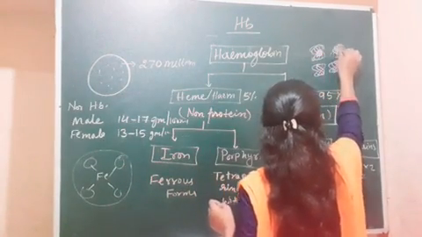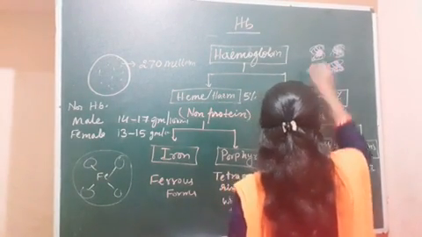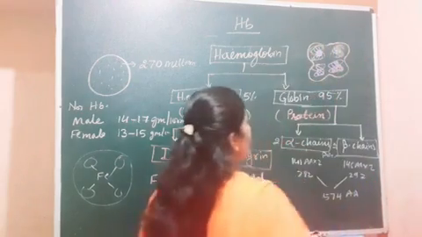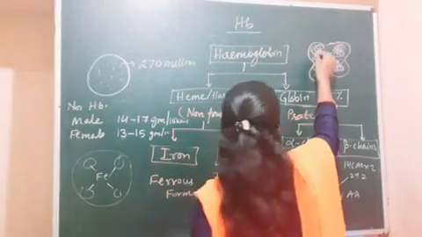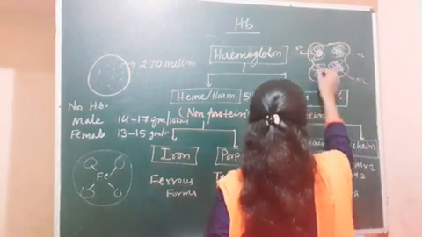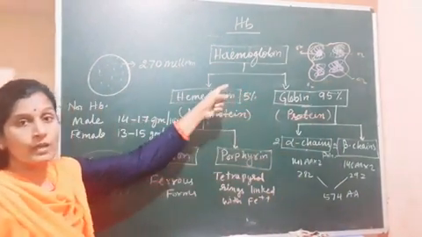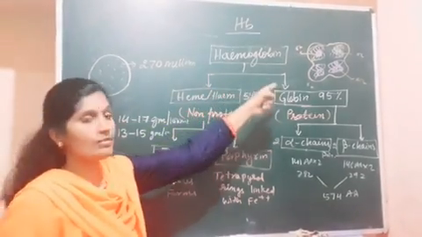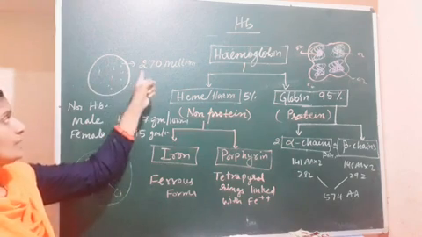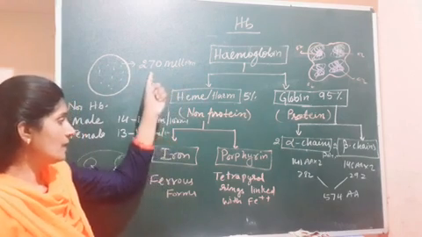Here one Fe is present, here one Fe is present, here one Fe is present. One Fe can carry one oxygen molecule. So this Fe can carry one oxygen, this can carry one oxygen, this can carry one oxygen, and this can carry one oxygen. In this way, one hemoglobin molecule can carry 4 molecules of oxygen. And how many molecules of hemoglobin are there in each RBC? 270 million hemoglobin molecules are present in each RBC.